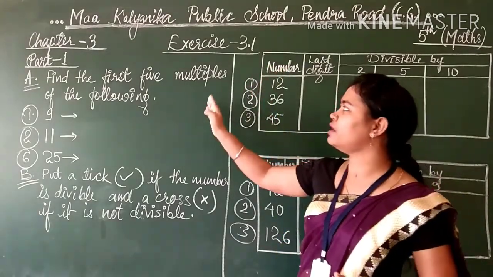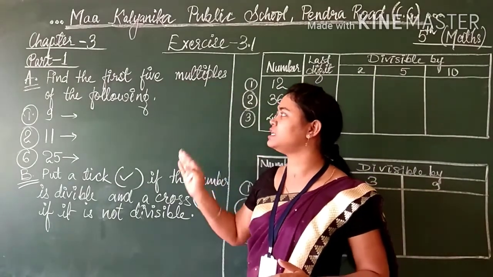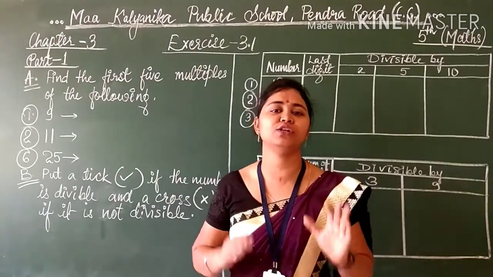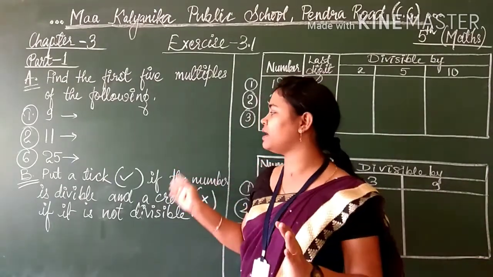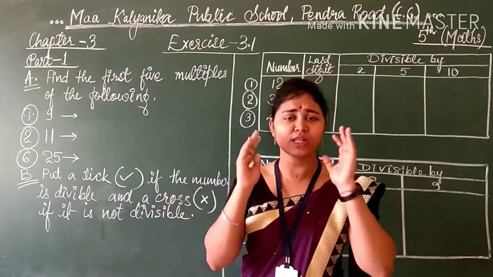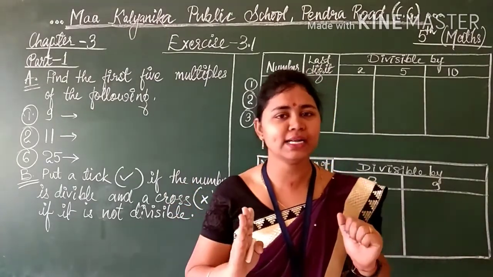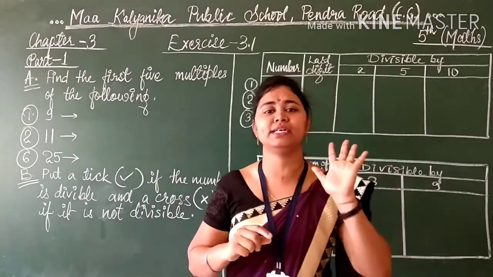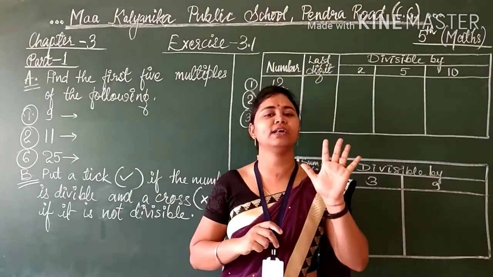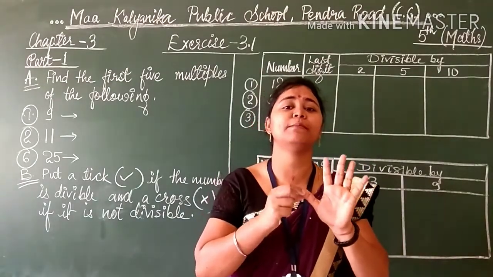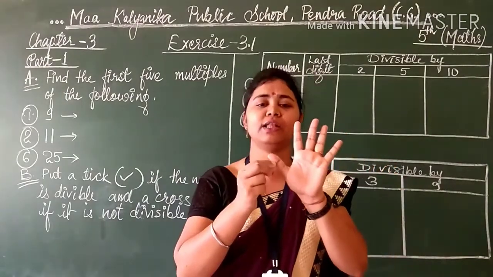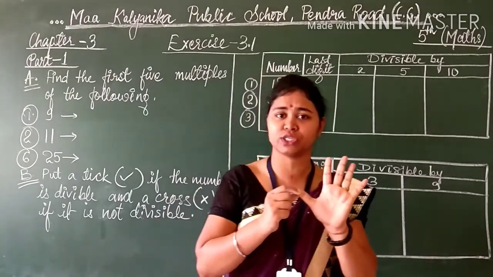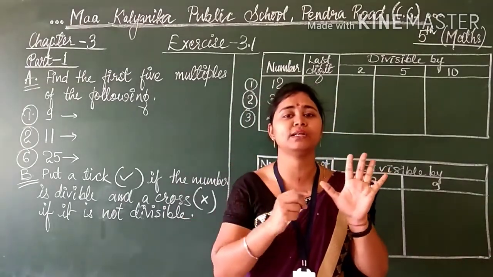So in exercise 3.1, the term used here is multiples. So what is the meaning of multiples? Students, first of all you should know the meaning of multiple, then you will be able to solve the rest of the questions. Multiple means, if you are having a number, for example 5, then what are the multiples of 5?